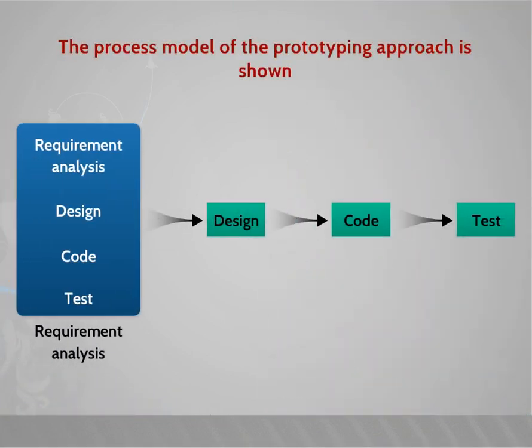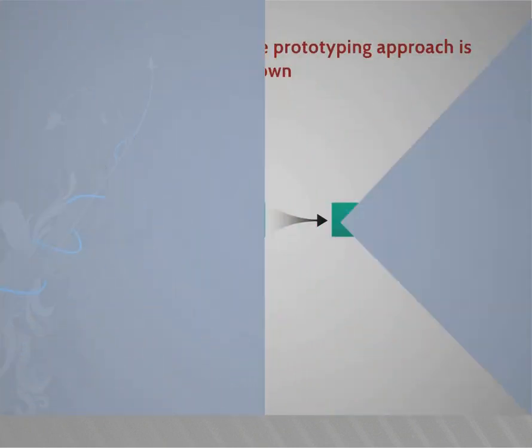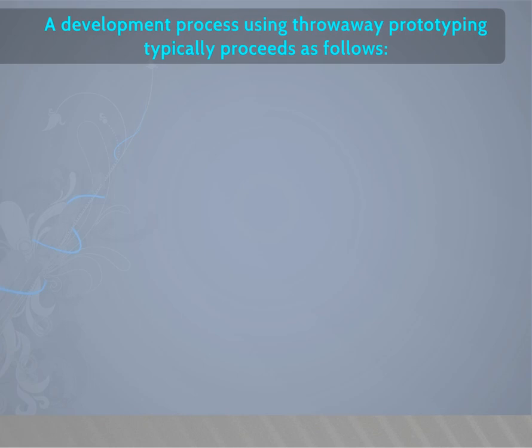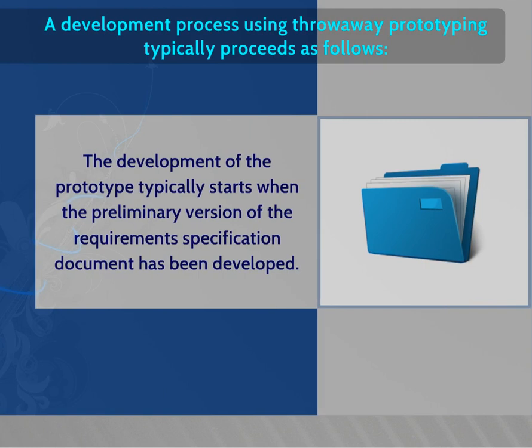The process model of the prototyping approach is shown in the figure. A development process using throwaway prototyping typically proceeds as follows. The development of the prototype typically starts when the preliminary version of the requirement specification document has been developed.